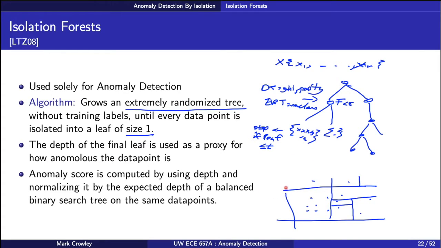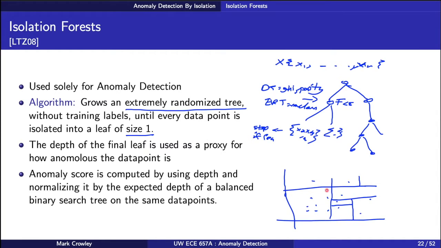But in this one, we're going to go all the way down to 1. So we're really going to keep splitting every data point down the tree until every part of the tree only has a single data point left in it. You can think of it this way, that you're basically dividing up the space every time you build a split here. And so the question is, how hard is it to find a point that's isolated and is outside your data set?